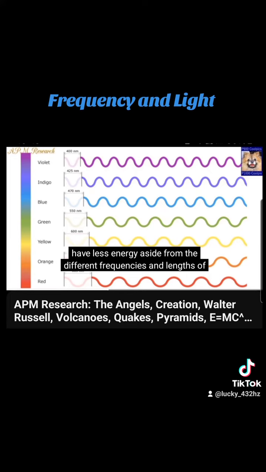Aside from the different frequencies and lengths of light waves, they also have different speeds. In a vacuum, light waves move their fastest at 186,000 miles per second. This is also the fastest that anything in the universe moves, but when light waves move through air, water or glass, they slow down. That's also when they bend and refract.